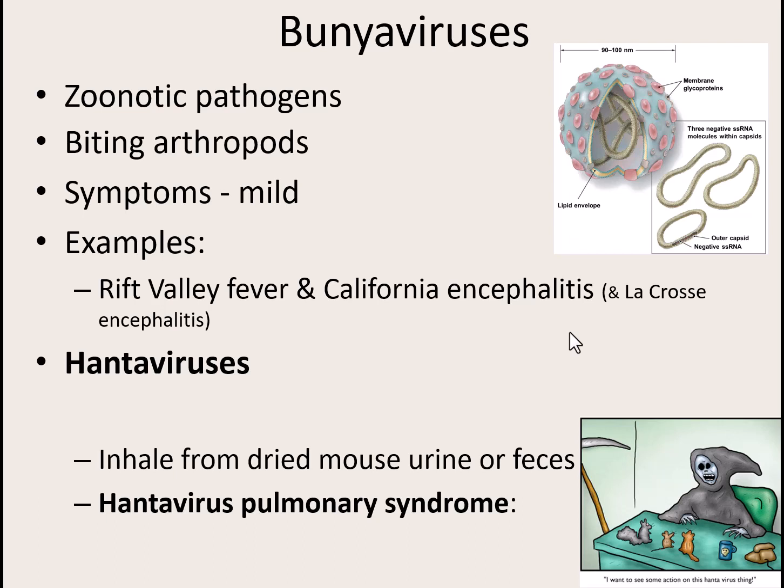Hantavirus is a unique one because it doesn't come from a biting insect. It comes from inhaling dried mouse urine or feces. So if you have mice in your house, it puts you at a higher risk. Luckily, we don't have a lot of cases of this, because what it causes is hantavirus pulmonary syndrome, which causes a very severe pneumonia, which can be fatal. We don't have any treatment for it. Your best bet is limiting contact and rodent control and making sure you're not around mice if at all possible. Get yourself a cat, which has a whole other list of issues.